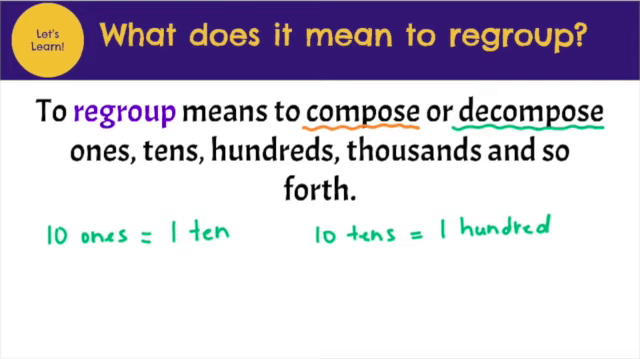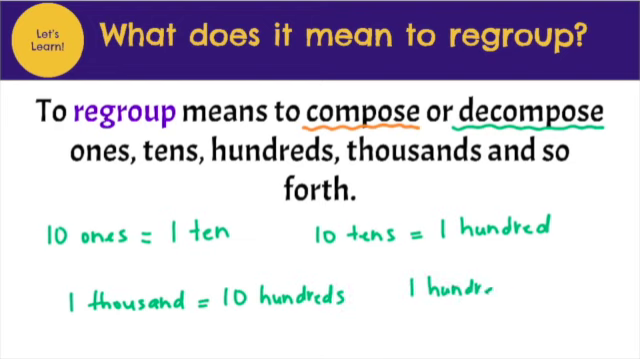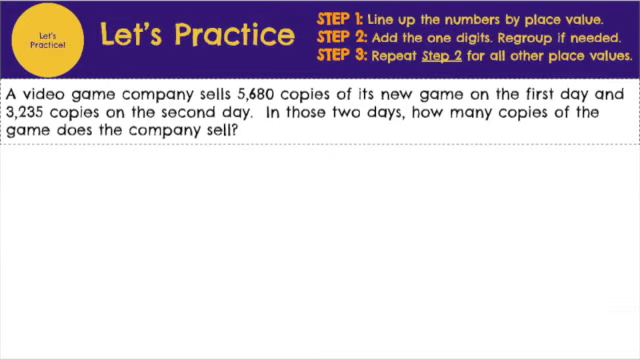Decomposing would be like the fact that 1,000 equals 10 hundreds, and 100 is the same as 10 tens. So when we compose, we take a bunch of pieces and put them together to make one big piece. When we decompose, we take the one big piece and break it up into a bunch of smaller pieces. Let's go ahead and see some regrouping in action.